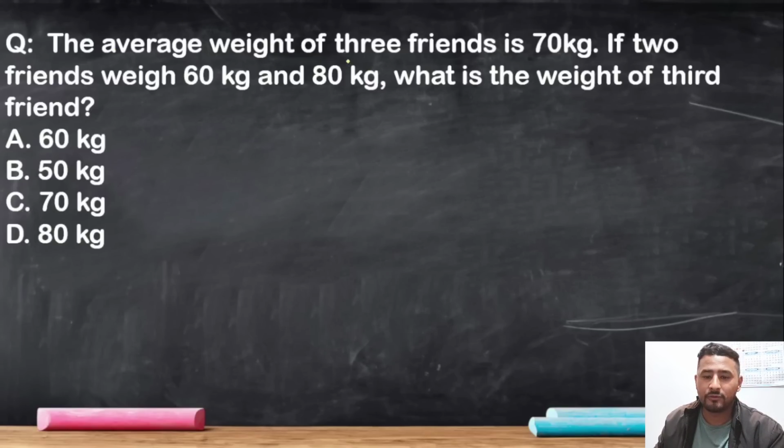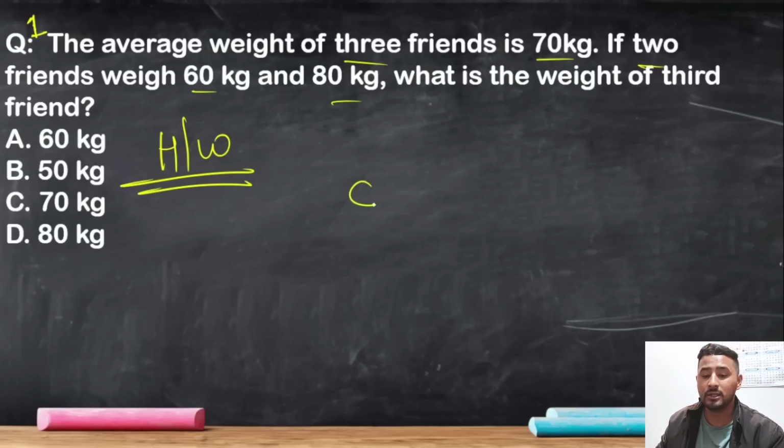The average weight of 3 friends is 70 kg. If 2 friends weigh 60 and 80, what is the weight of the third? Okay, I want you to do this one as homework. Question number 1 is homework. Do it the same way and give the answer in the comment section.